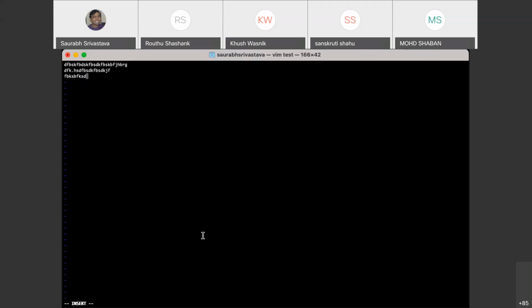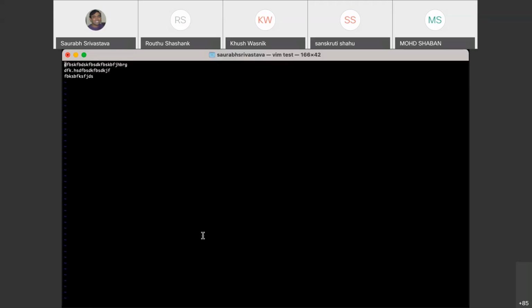So now you are currently in insert mode. In insert mode, you can neither save your file nor exit from the editor. So the first thing you have to do is press escape. The escape key is on the top left. When you press escape, now you keep on typing anything, nothing will be typed.